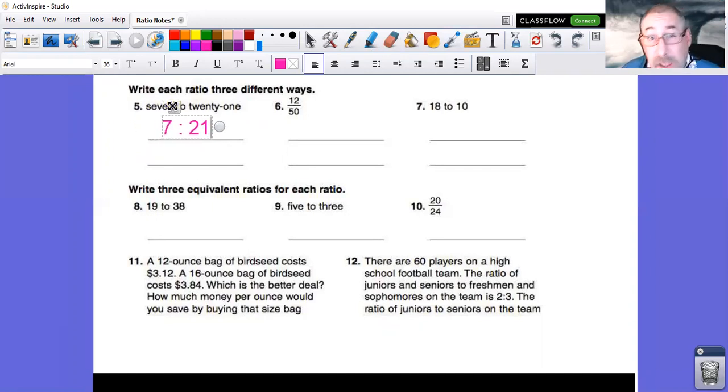Remember our different variations. And the other way that we can write a ratio is as a fraction in the form of a to b. So 7 over 21.